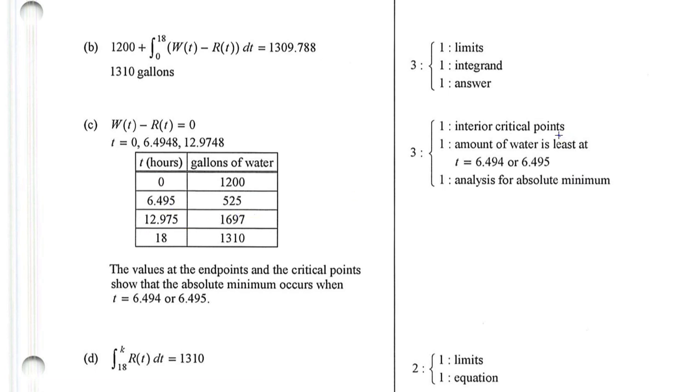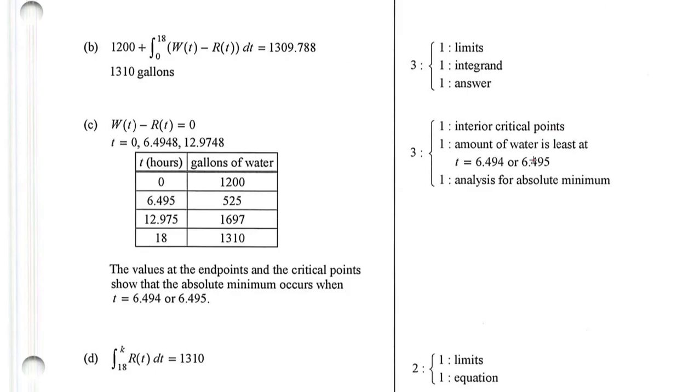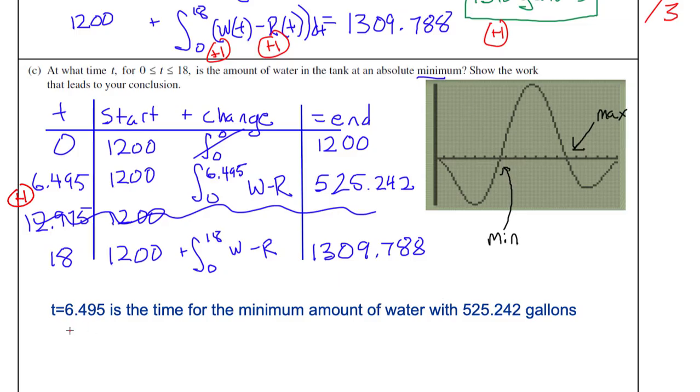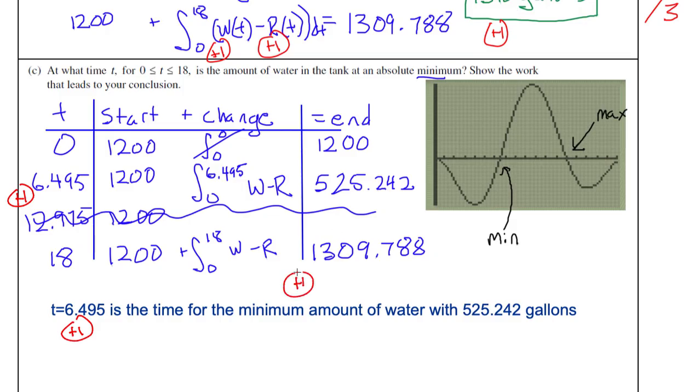So you do need the interior critical points. I know that this point was a maximum, not a minimum, but you at least need to write down that t value. That is a t value that is the critical value. So you get 1 point if you did both of these 2 points, plus 1 right there. The other point that you get is the amount of water is least. So 1 point for saying, hey, yeah, it's 6.495, and then 1 point for somehow explaining your answer. It says your analysis. So the table is our analysis. So plus 1 if you have the table.